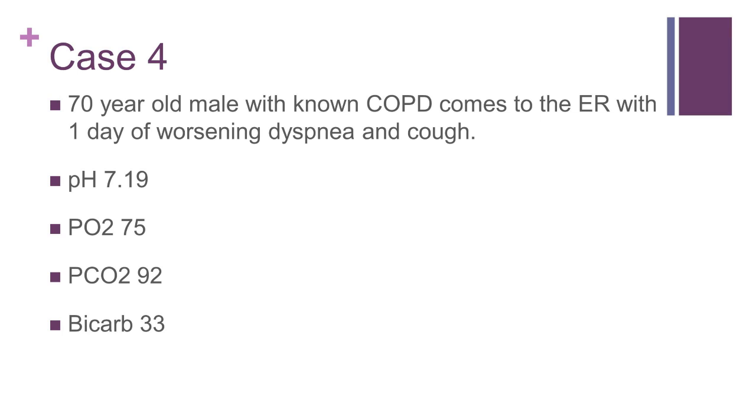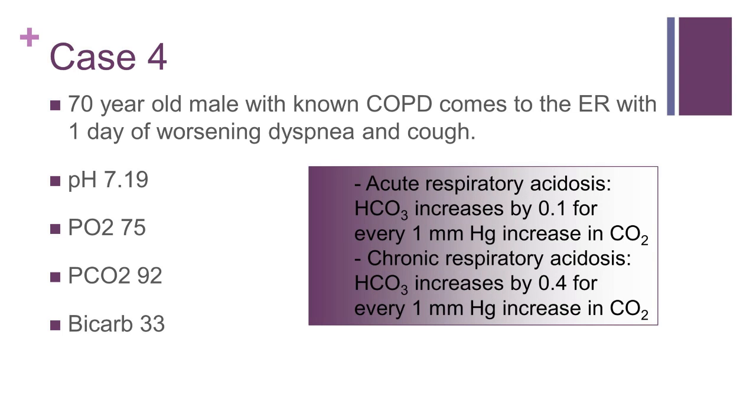The next step is to determine if this is acute or chronic. If this were a chronic acidosis, the bicarb should increase by 0.4 for every 1 millimeter mercury increase in CO2. The CO2 is 52 millimeters of mercury above normal, so if this were a chronic process, the bicarb should be elevated by 0.4 times 52, or 21. The bicarb is not increased that much.